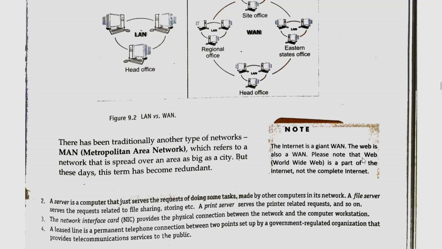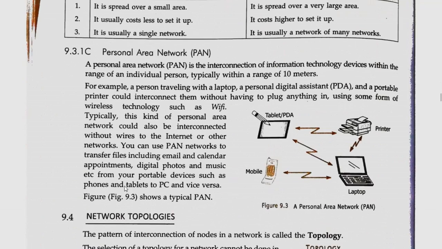Please note that the web, that is the World Wide Web, is a part of the internet, not the complete internet. Try to understand this also. You must know that the World Wide Web is actually a service of the internet, not the complete internet. The internet has several other services also, and among all those services, the World Wide Web is just one service. So whenever we mention the World Wide Web, we are not referring to the whole internet. It is just a part of the internet. Let's move further.